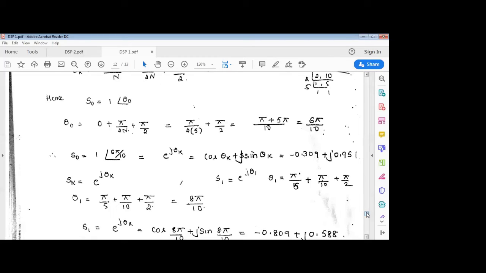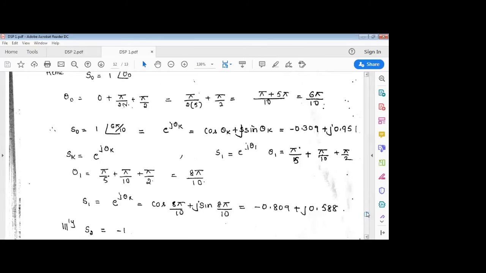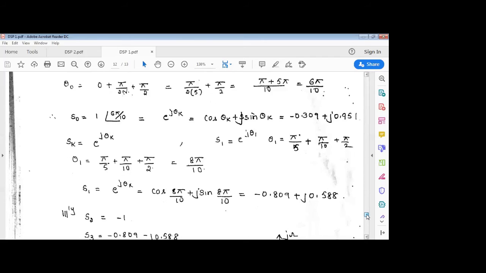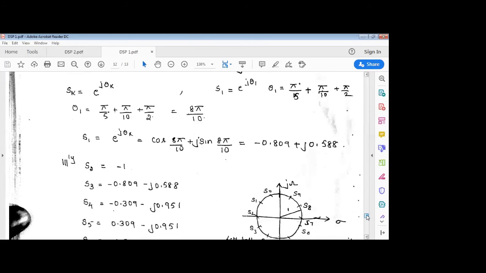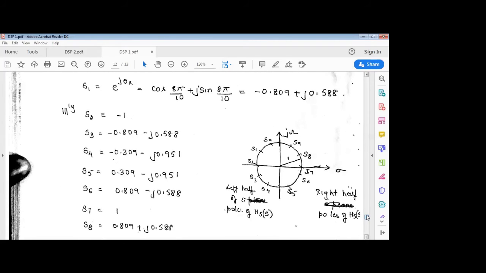If I calculate similarly for the remaining values, the values we get for s0, s1, s2, s3 and s4 will have negative real parts, and the remaining values will have positive real parts. But the positive values will not be considered; we will consider only the negative values.